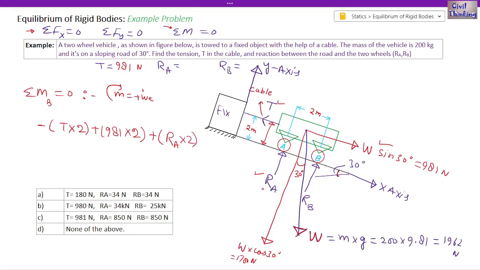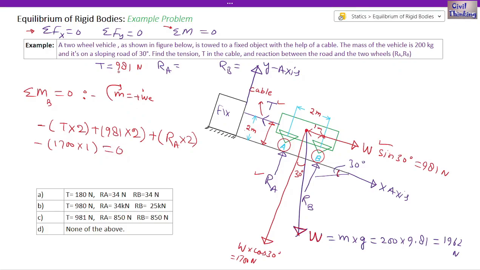Now what we are left with is this W cos 30 degrees. It is going to exert an anti-clockwise moment at point B. And W cos 30 degrees is at a distance of how much? How far is it from this point to this point? The total is 2 meters, so from the center of the 2 meters to this point it is 1 meter. So negative W cos 30, which is 1700, multiplied by 1 meter. This is the summation of moment, all of it is equal to 0.